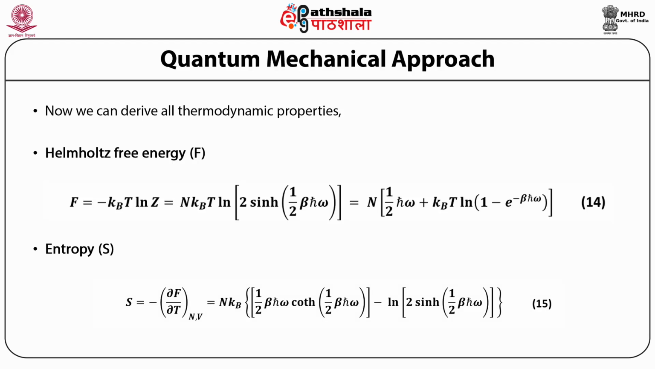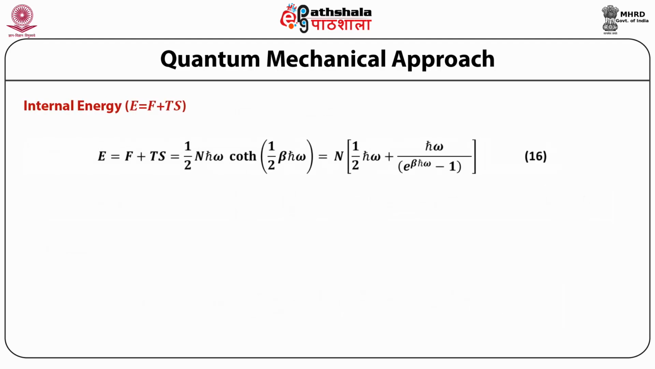Entropy S can also be written as minus the partial derivative of F with respect to temperature at constant N and constant V, which is equal to N times kB, multiplied by half beta h bar omega coth of half beta h bar omega minus log of 2 sinh of half beta h bar omega.